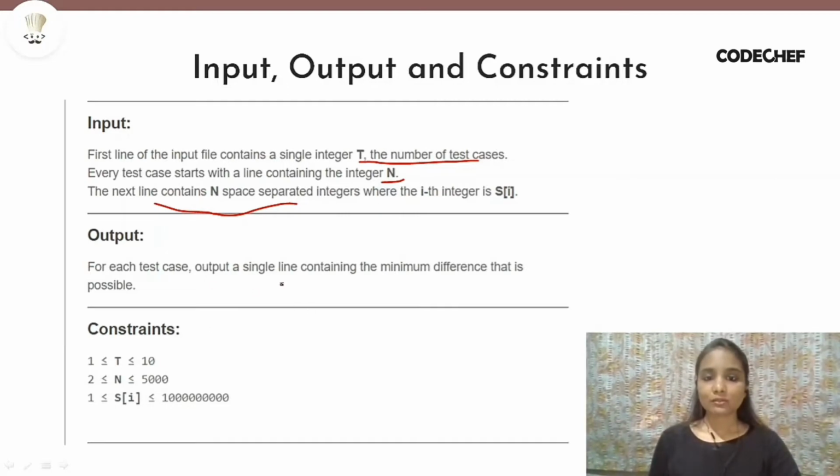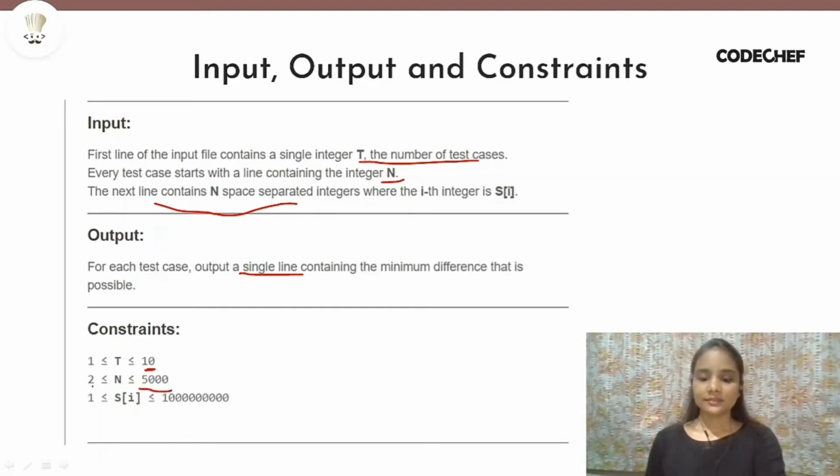And what will be the output? Output for each test case will be a single number which contains the minimum difference. And please note that the test case limit is very small. It is limited to only 10 test cases. And also the number of horses minimum will be 2 and maximum will be 5,000.